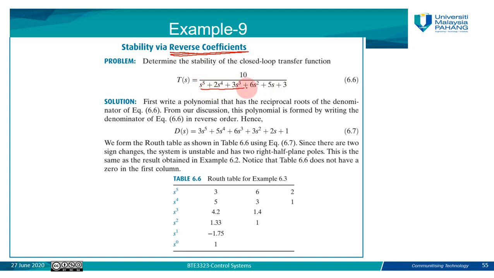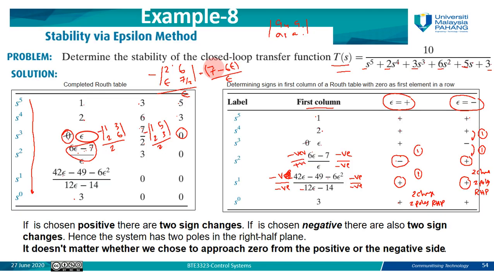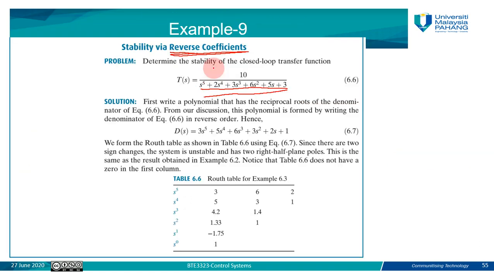Why? To avoid obtaining the value of 0 in the first column. This is actually the same equation, the same transfer function that we see here: s^5 + 2s^4 + 3s^3 + 6s^2 + 5s + 3. It is the same example.